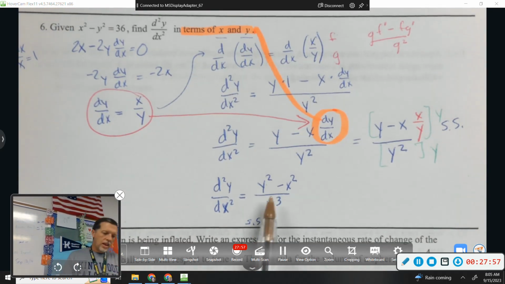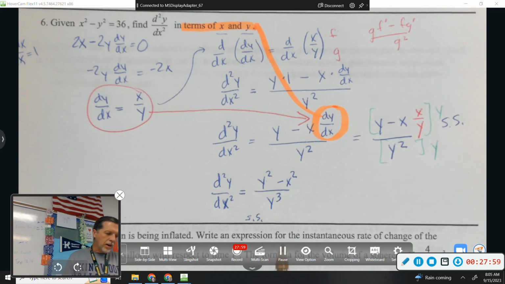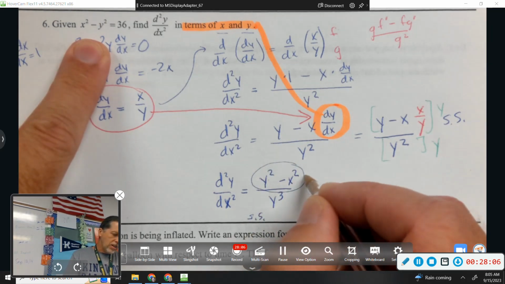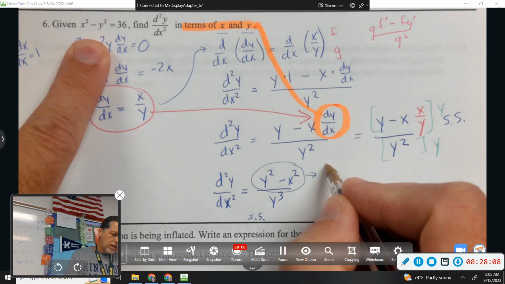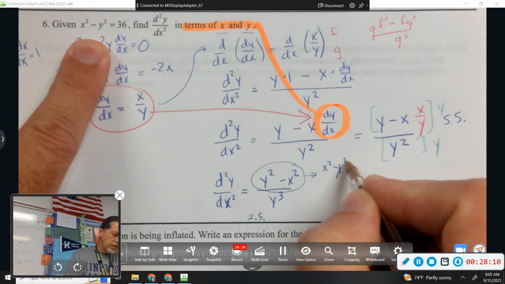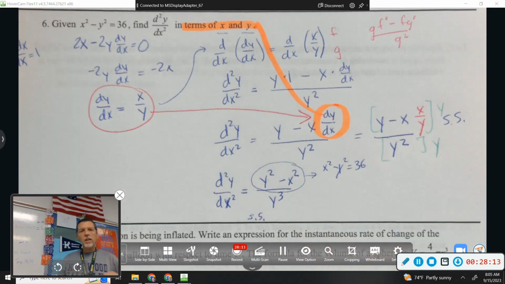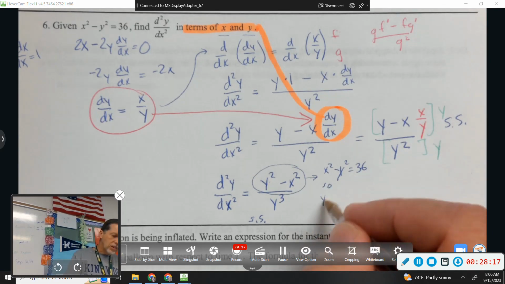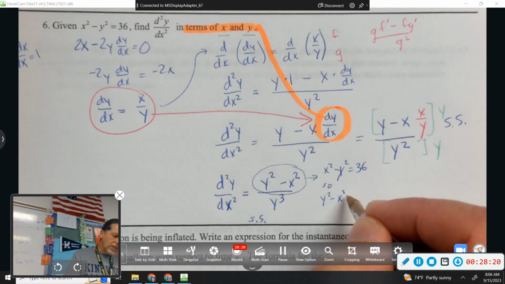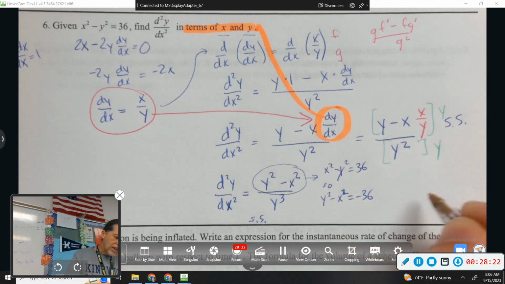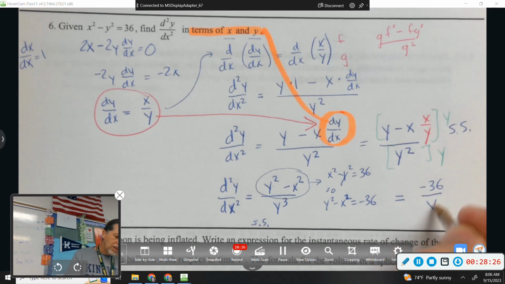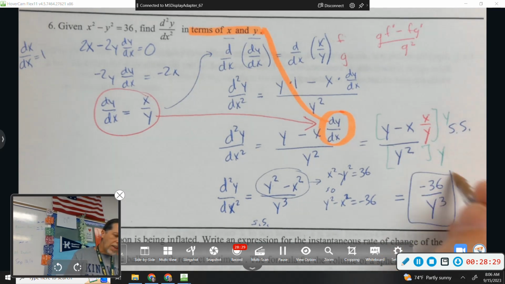Y squared minus x squared. Look back at my original problem. Y squared minus x squared. That looks familiar. Sort of. We know that x squared minus y squared is 36. So what does y squared minus x squared equal? Negative 36. So I could write this as negative 36 over y cubed. And that would be the multiple choice answer.